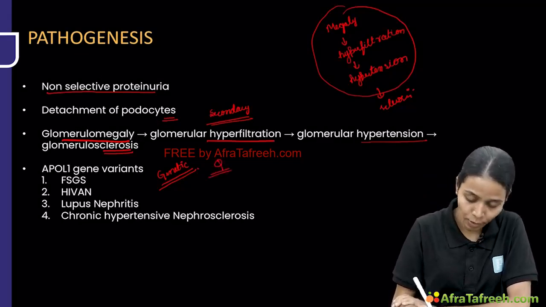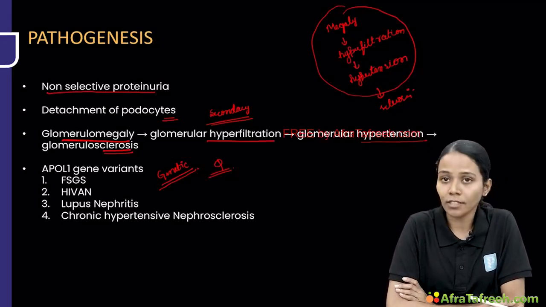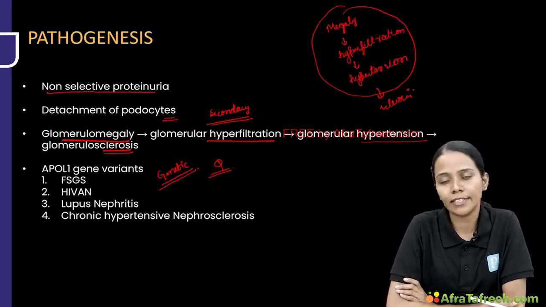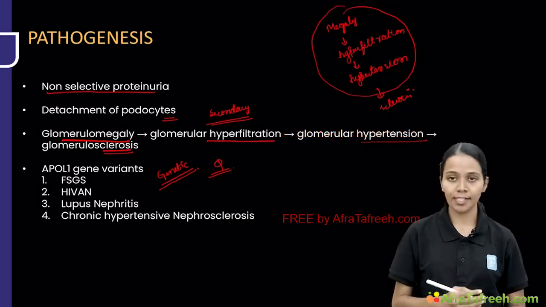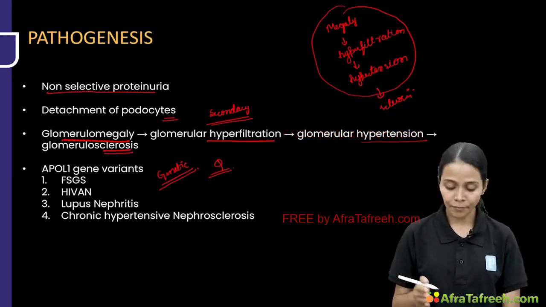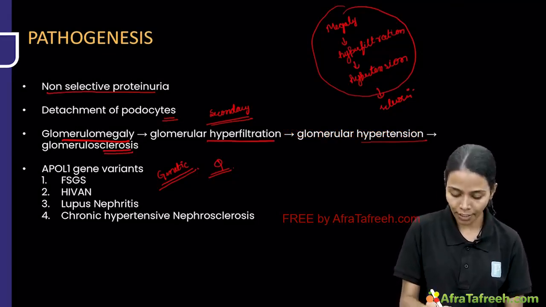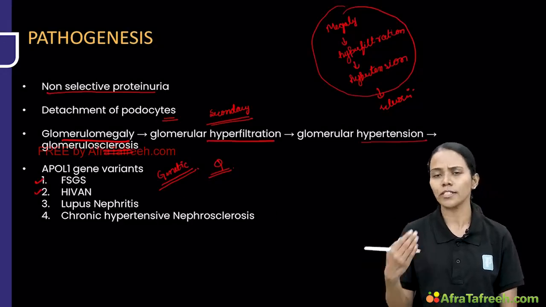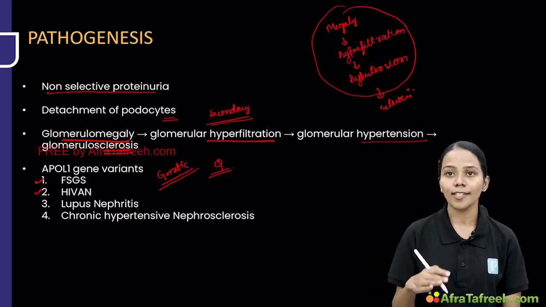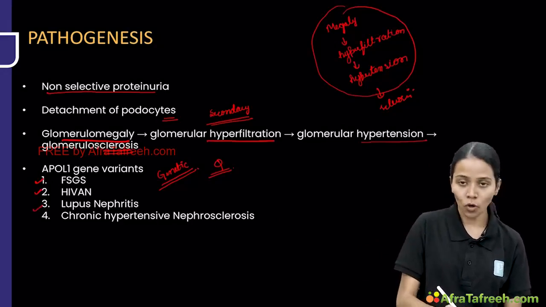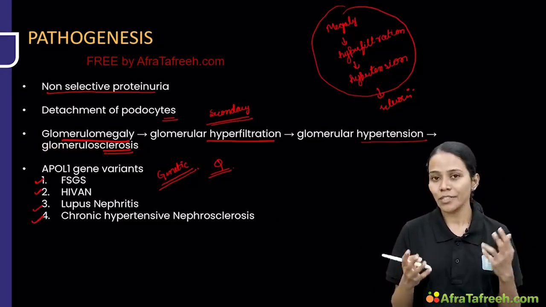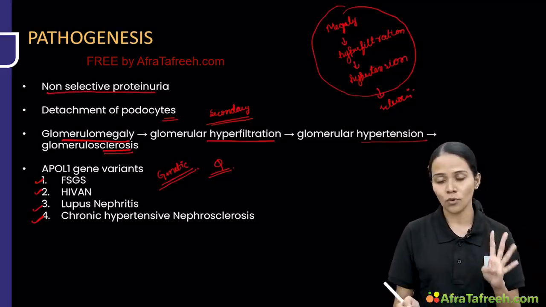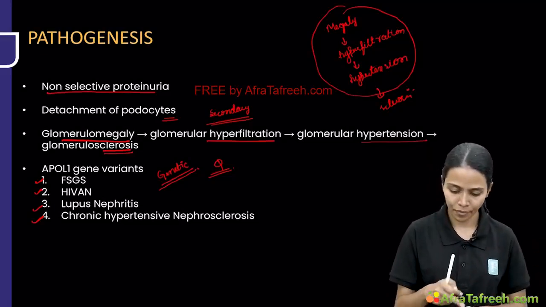So this has been asked as a question in an AIIMS paper. Which are the diseases caused by APOL1 gene-related disease? First is FSGS, HIVAN, lupus nephritis, and chronic hypertensive nephrosclerosis. See, FSGS and HIVAN is something that we already know is associated with APOL1. So here it is lupus nephritis and chronic hypertensive nephrosclerosis. These two are the additions to this. So these 4 conditions you have to remember.